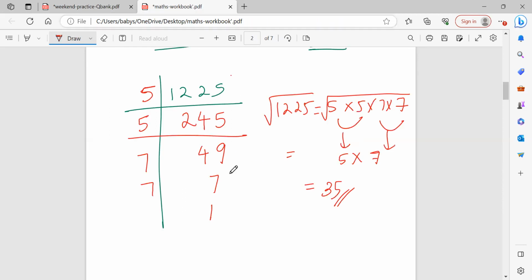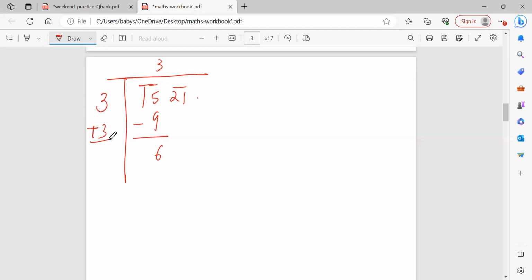Next is 1521. Let's go to 1521. Pretty much the same technique applies here. The point is here: 3 3s are 9, 4 4s are 16, so I'll go with 3 3s are 9. 15 minus 9 is 6. 3 plus 3 is 6. Bring down the pair, 21.